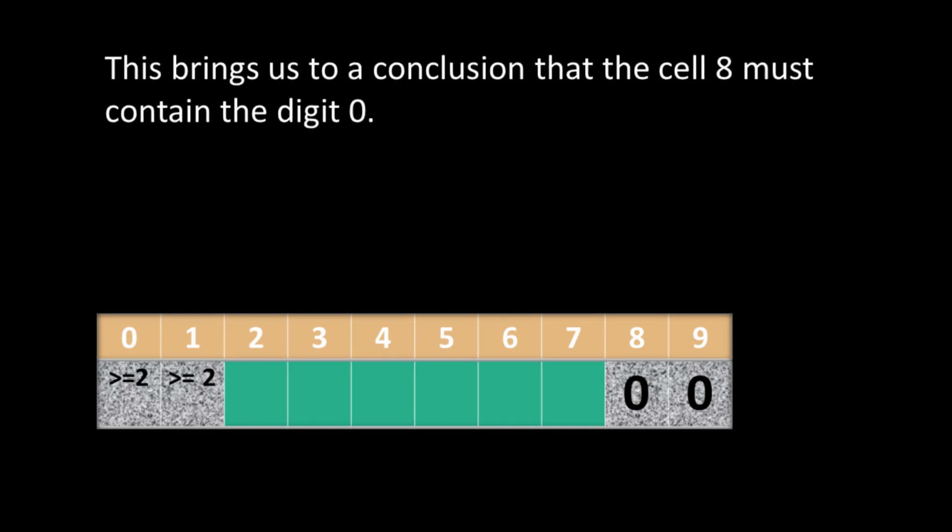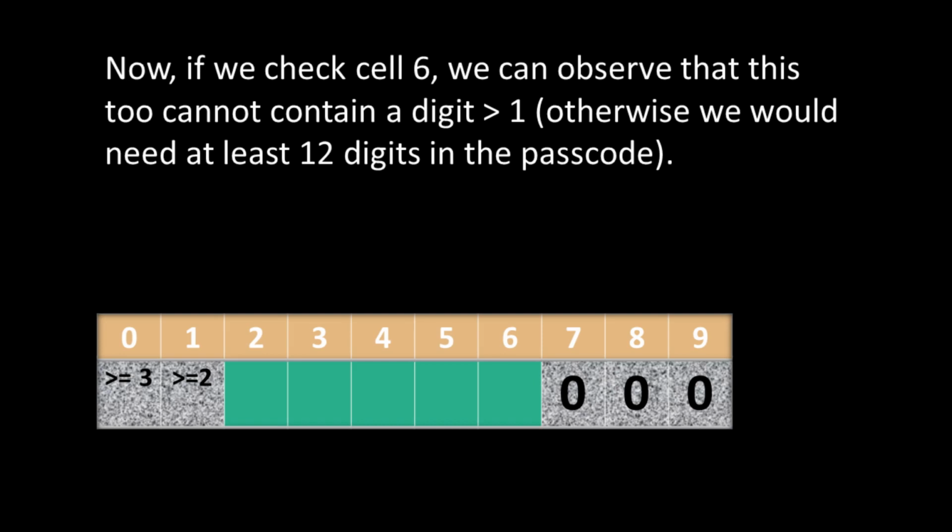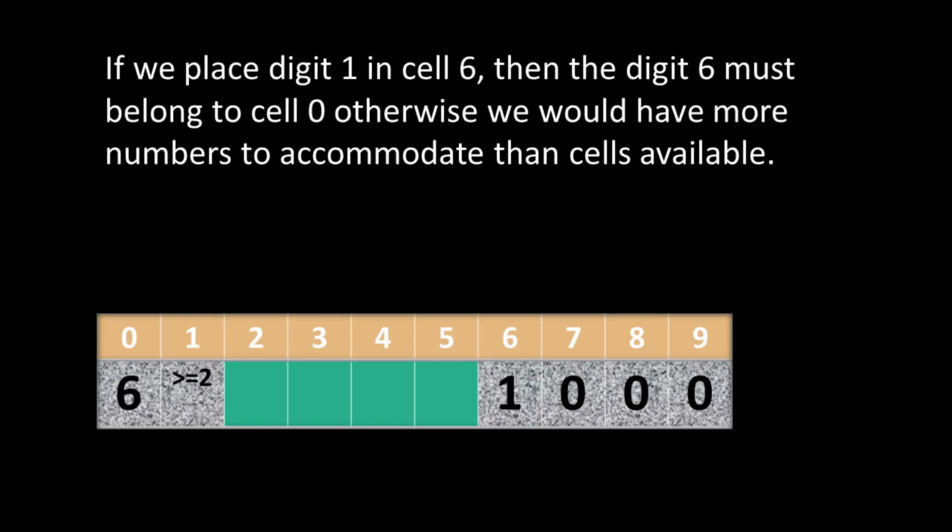This brings us to a conclusion that cell 8 must contain the digit 0. Following similar lines of reasoning, you can easily conclude that cell 7 also must contain the digit 0. Now, if we check cell 6, we can observe that even this cell cannot contain a digit greater than 1, otherwise we would need at least 12 digits in the passcode. If we place digit 1 in cell 6, then the digit 6 must belong to cell 0, otherwise we would have more numbers to accommodate than cells available.